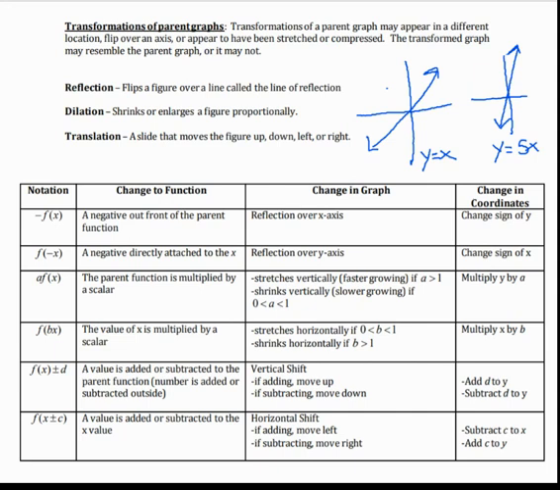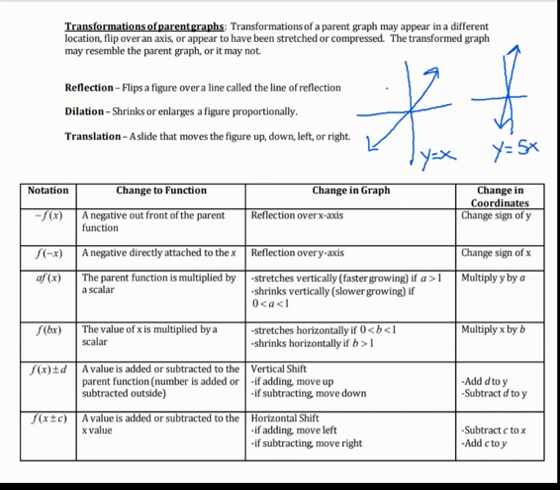Okay? If I have a value inside the function being multiplied, that's going to create horizontal stretches and shrinks. This one doesn't happen as often because usually we factor the value out. But a number on the inside will be a horizontal stretch or shrink.